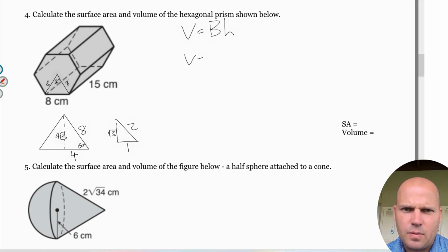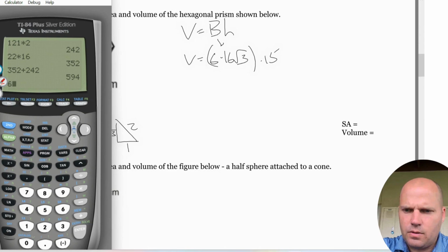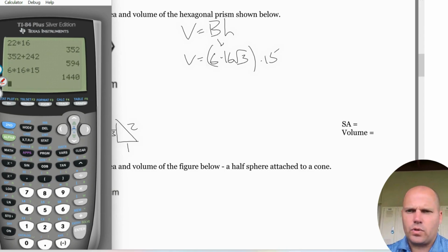All right, so the area of a base is 6 of these triangles, half the base times height. 4 is half of the base length of 8. So that's the area of the base times the height. So I need to do 6 times 16 times 15. And I get 1440 root 3.